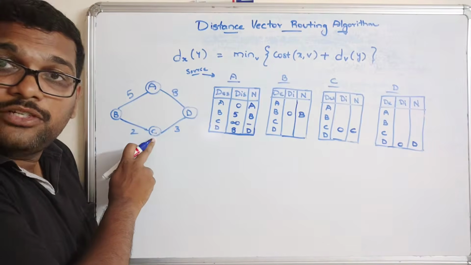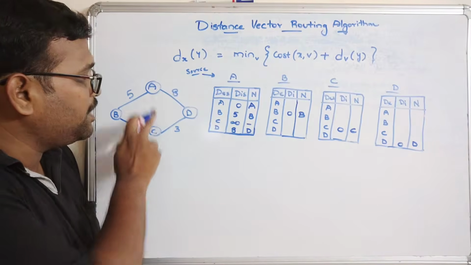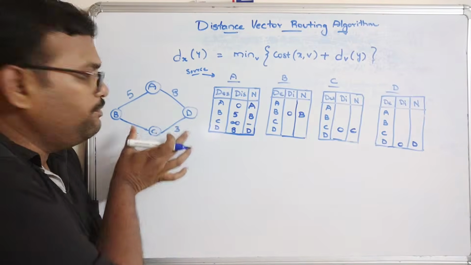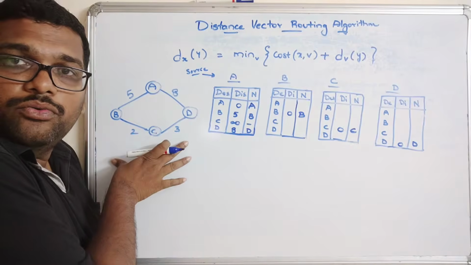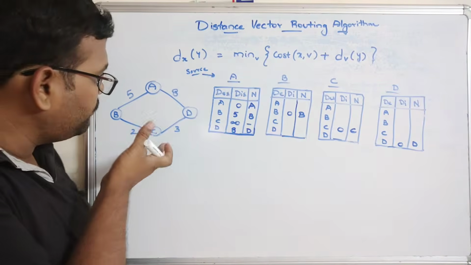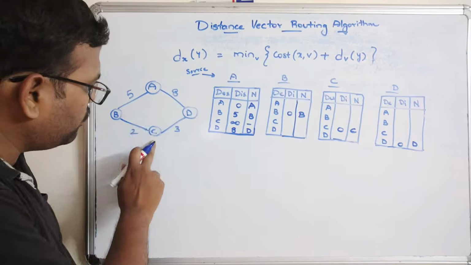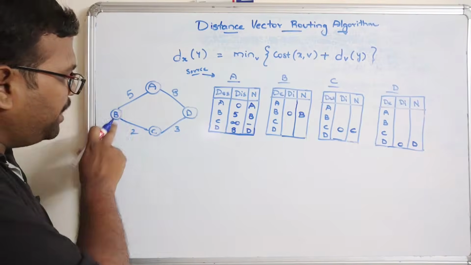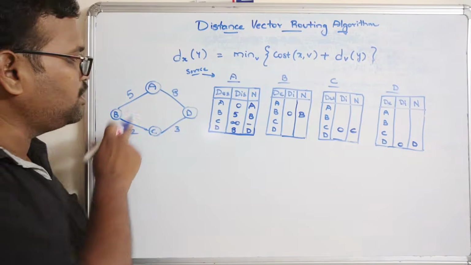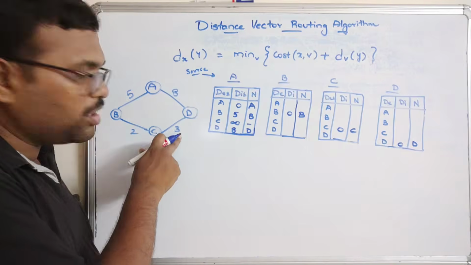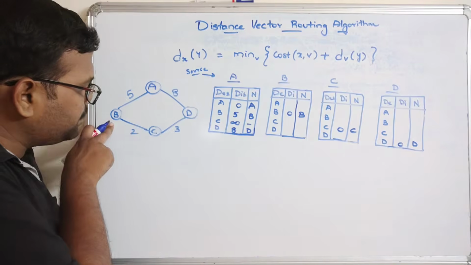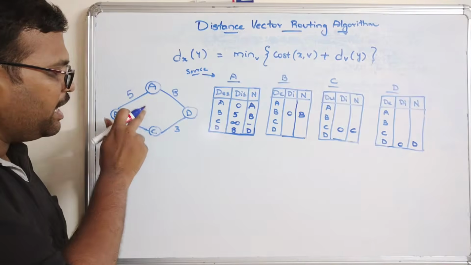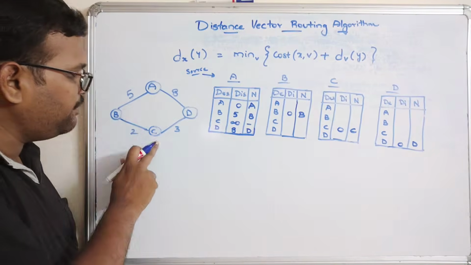If the packet wants to be transmitted from A to C, that can be transmitted through B or D with a different cost. So we don't know which will give the minimum cost. By observation, we may know that if the packet is transmitted from A to C via B, it requires less cost, because through D it takes a cost of 11, and if it is B, the cost will be 7. So 7 is the least compared to 11. So the packet can be transmitted from A to C with the help of B.